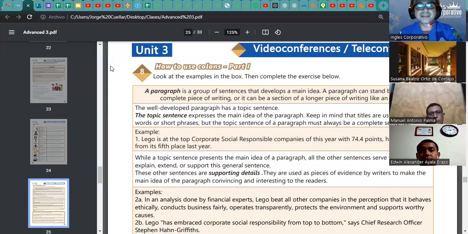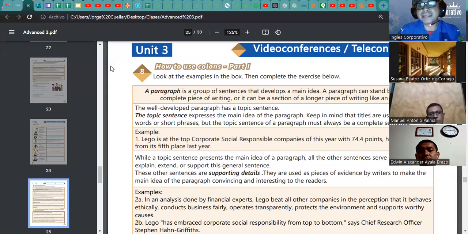A paragraph is a group of sentences that develops a main idea. So that is the first thing. A paragraph or a group of paragraphs sometimes in an essay is like a group of sentences, but the idea is the same. It's a principal idea throughout all the essay. That is very, very important.